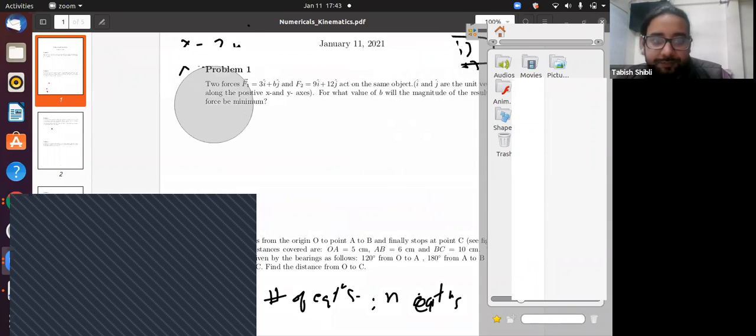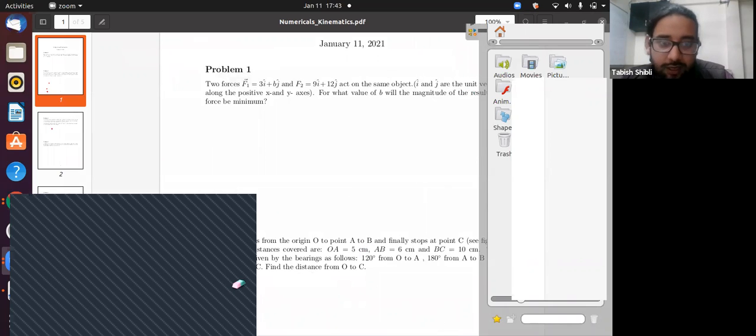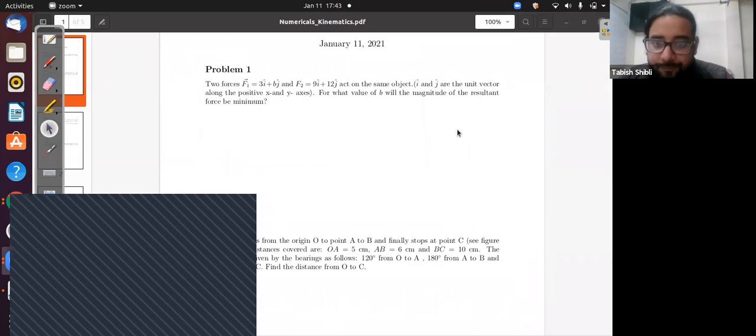Okay, first question. Two forces, given in vector form, are acting on the same object. So you have one object on which these two forces are acting. The x component and y component of the forces are given, obviously. For what value of b will the magnitude of the resultant force be minimum?